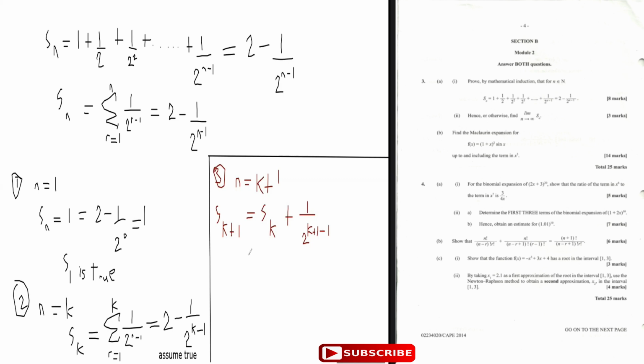So again, S(k+1) is going to be equal to Sk, which is 2 minus 1 over 2 to the k minus 1, plus 1 over 2 to the k.